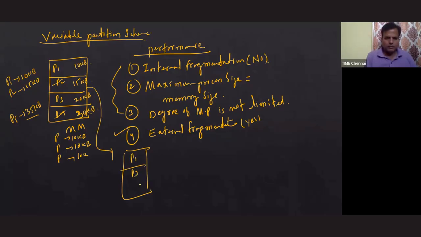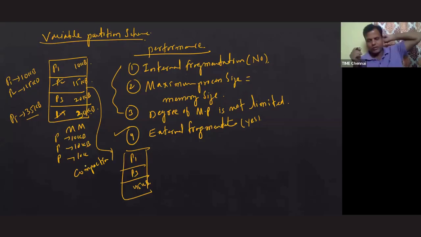P1 and P3. So how much chunk am I getting, sir? 45 KB. Now, can you allocate 35? Answer is yes. So this mechanism is called compaction. But compaction is an expensive approach because nothing is free. How can you move a process from one location to another location? It requires lots of CPU cycles. So that's why compaction is an expensive approach.